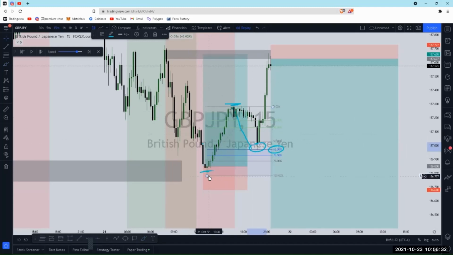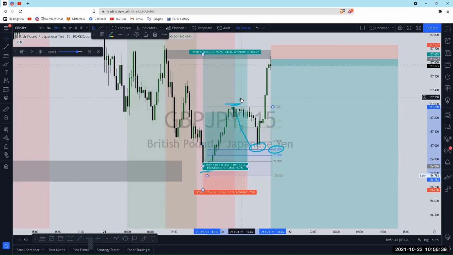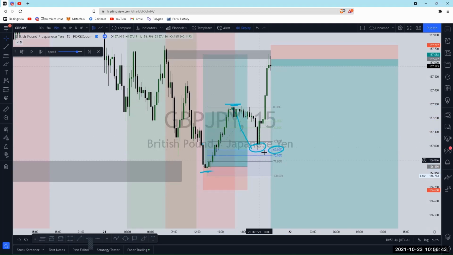And this tool right here that I'm using is called a Fibonacci tool, and it basically measures the price swing right here. So the deeper it comes down, the more discount you're getting.